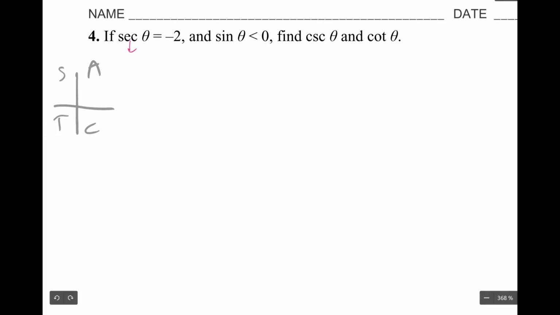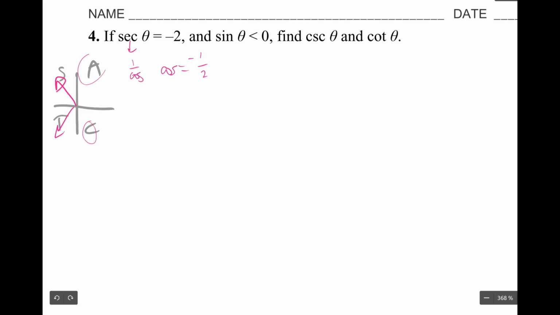Secant is just the reciprocal of cosine, so cosine is going to be negative 1 over 2. Secant will be negative whenever cosine's negative. Cosine's negative in these two quadrants, because in A, everything's positive, and in C, cosine's positive. If cosine's positive, secant will be positive because they're the same numbers, just reciprocals.